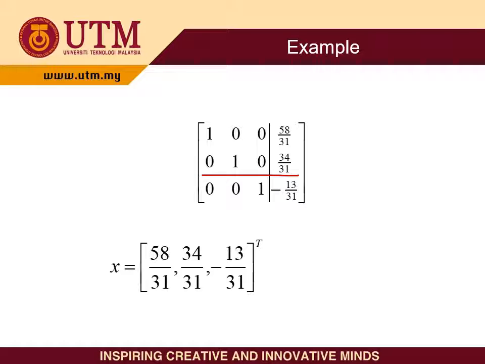Alright, so based from this augmented matrix, we can see that this is equal to x1, this is equal to x2, this is equal to x3, and then you can write it in this format. T means transpose, 58 is the first one, and then 34 second one, and negative 13, 31 is the third one. X equals these matrices.